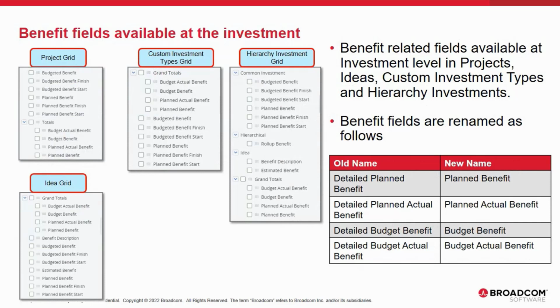Going into the respective investment grids, such as the project, custom investment types, hierarchy, or ideas, filtering on benefit will show you all the fields that are available. The screenshot of those are listed right here.